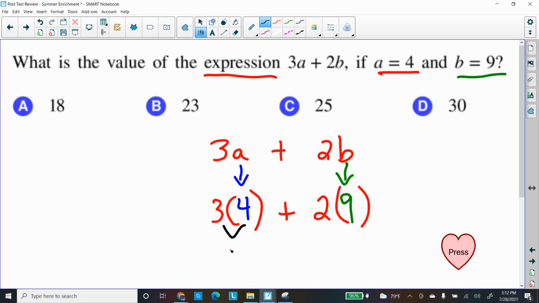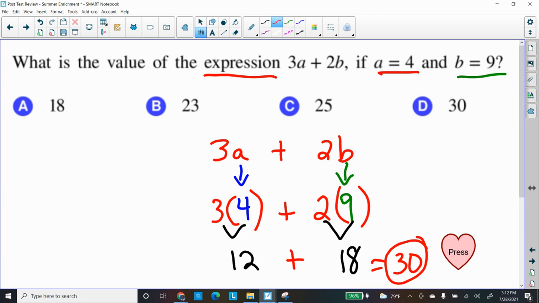3 times 4 is 12. And 9 times 2 is 18. Now, last thing I got to do is add those together. So let me add those things together. 12 plus 18 equals 30. And that is my answer, which is choice letter D. So if you chose choice D, you are correct. So substituting in those algebraic expressions the number for its value.